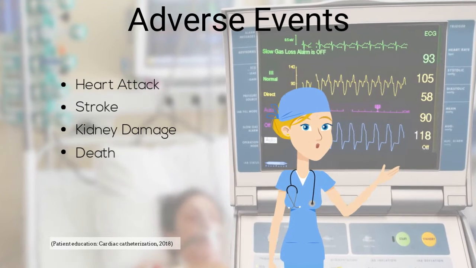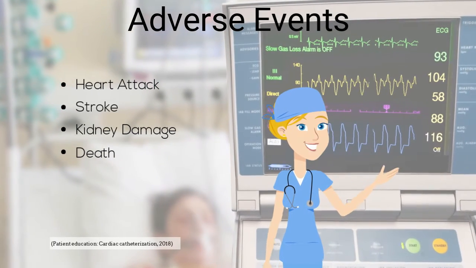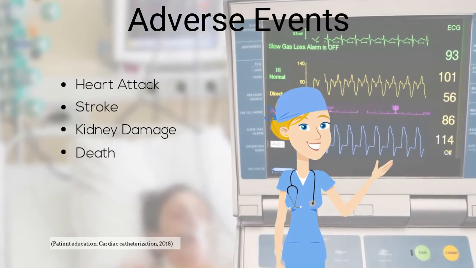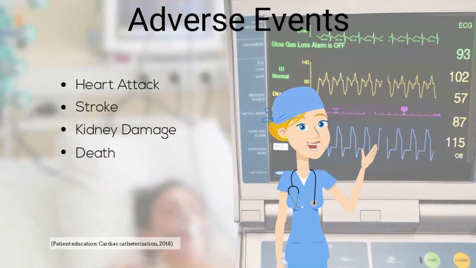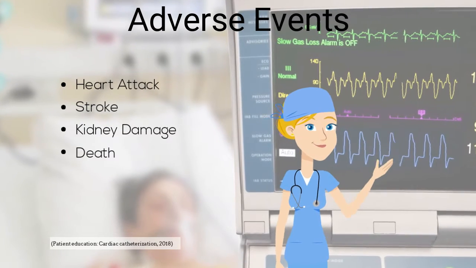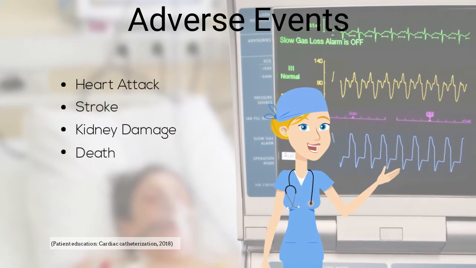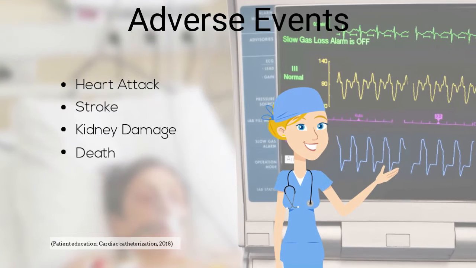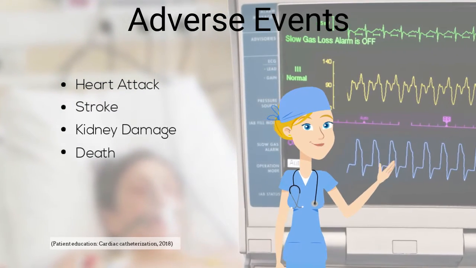Adverse events do occur even with steps to prevent them. It is important to monitor for a heart attack, stroke, kidney damage, and even death during and after the procedure. While problems happening during and after a cardiac catheterization are uncommon, they do occur. Any concerns regarding the risks associated with the procedure should be discussed with your physician.